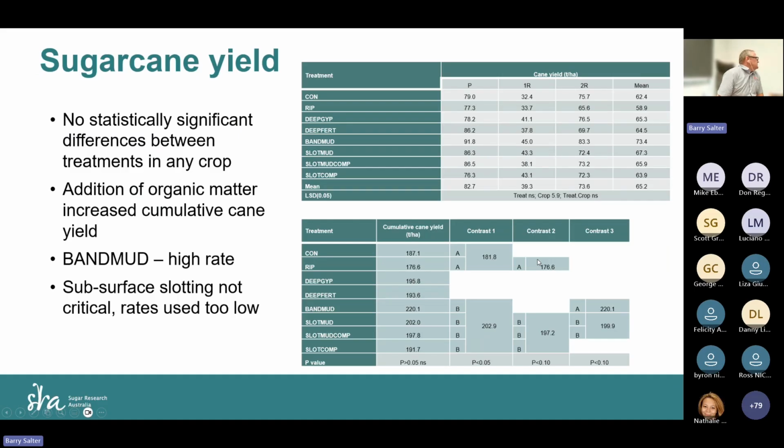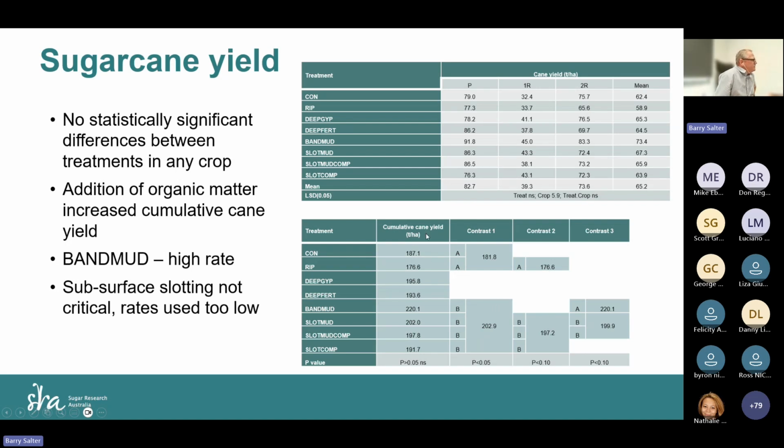Now, there were a few of these trials, but I'll just report on the one, but we've got similar results in all of them. We couldn't actually find many yield differences at all, to be honest. If we looked at each individual crop, the plant cane, we found no statistically significant difference between our treatments. And it was exactly the same for the first return and for the second return. We couldn't find any statistically significant differences. However, when I compared treatments or groups of treatments, we could start to see a little bit of a trend.